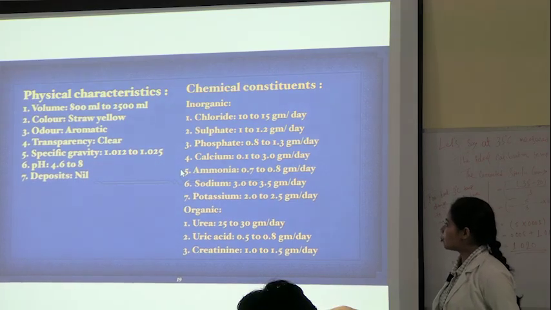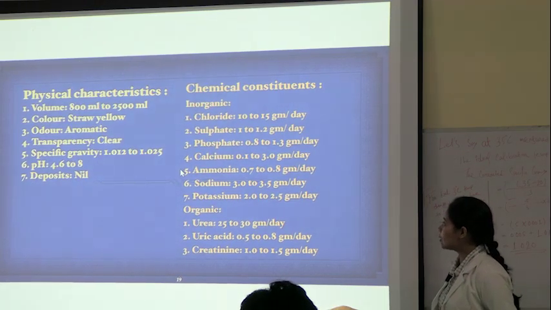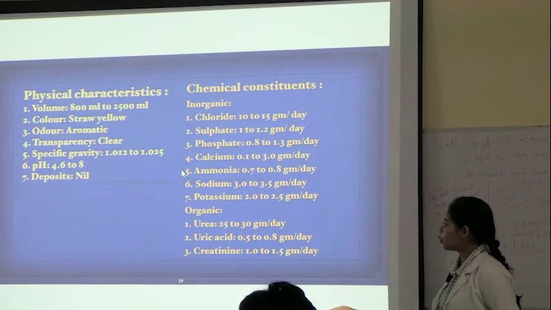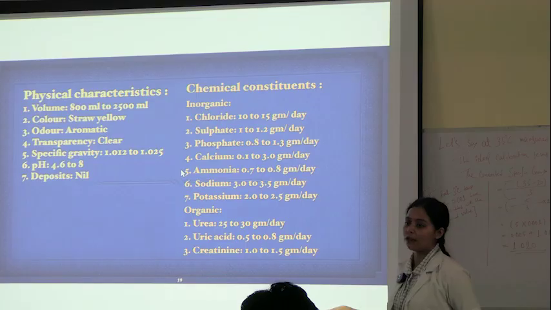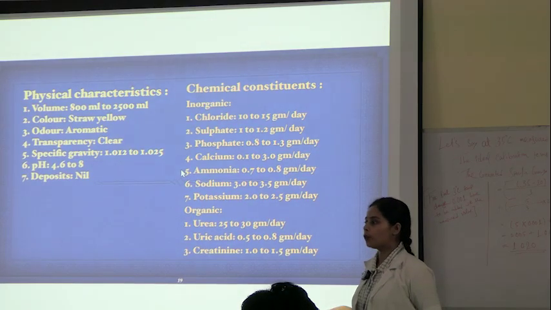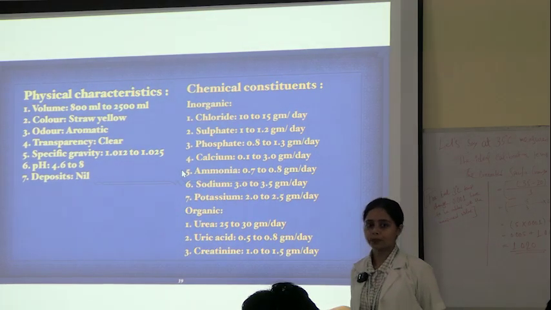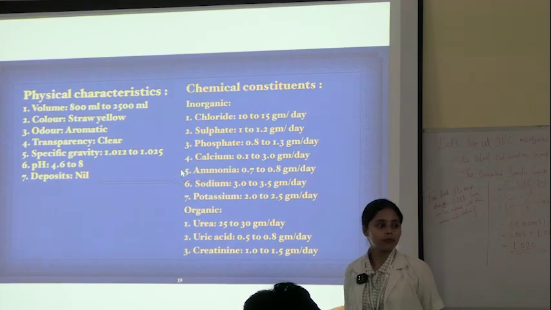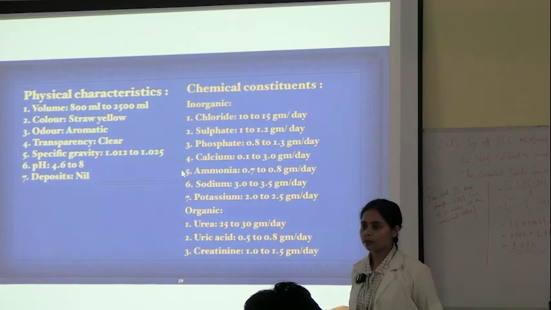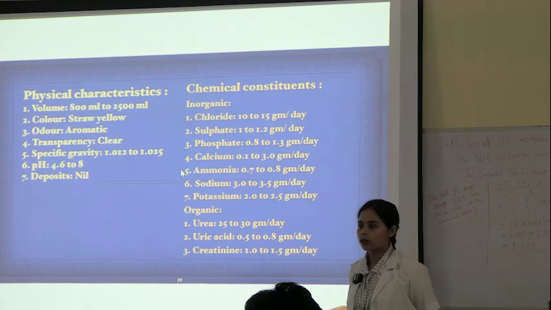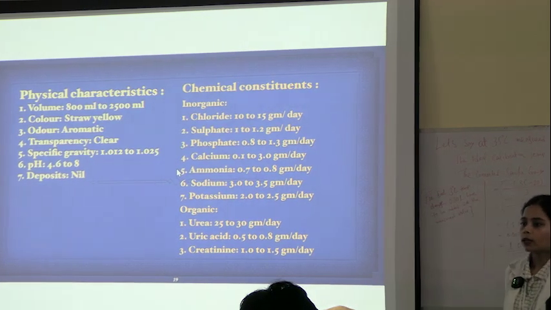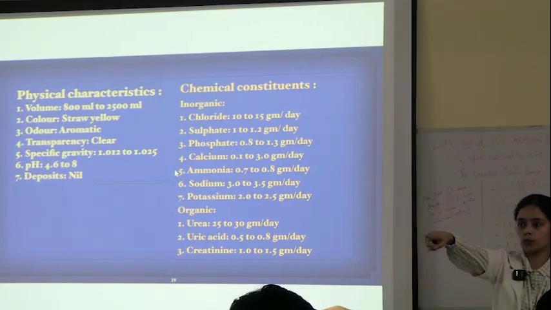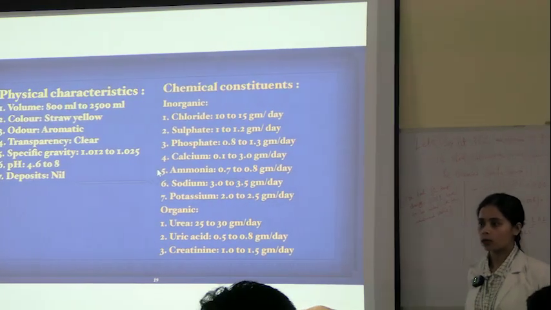Specific gravity should be between 1.012 to 1.025, and pH should be in between 4.6 to 8. This is the average value. What will we call it if it is less than 8? Less than 8? Yes, you stand up.